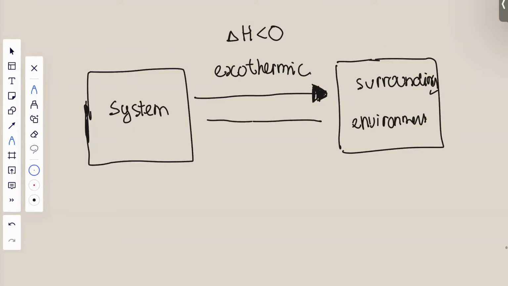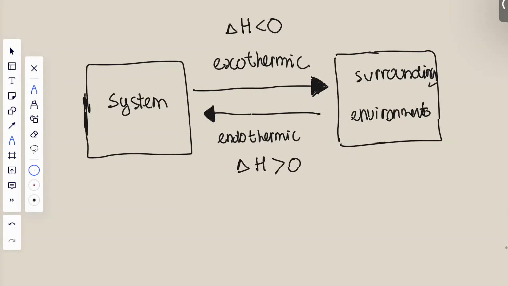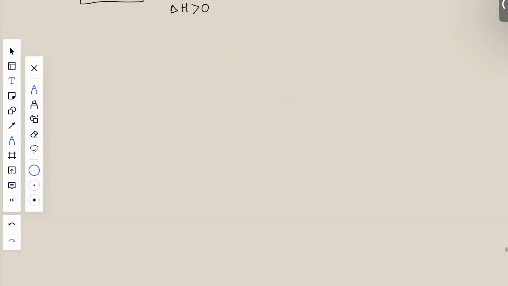Then the opposite here. If you receive heat energy from environment to system, this process is called something? Endothermic. And delta H is positive. That means the system is receiving. Now, what is meant by system? System is the chemicals.